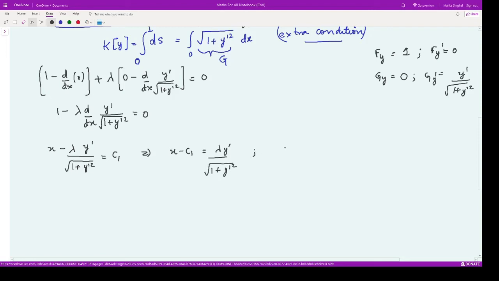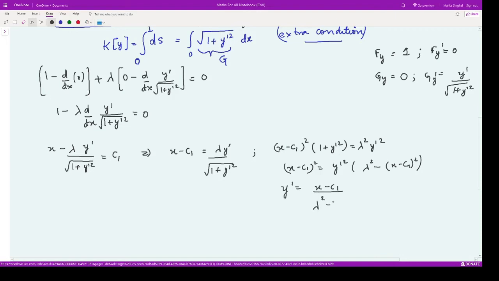So let us square both sides, and manipulate a little. We have x minus c1 whole square multiplied by 1 plus y dash square is equivalent to lambda square y dash square. And let's bring the terms of y dash to the right hand side. So we can write it like this, lambda square minus x minus c1 whole square, right? Or we can write y dash is equivalent to x minus c1 divided by square root of lambda square minus x minus c1 whole square.